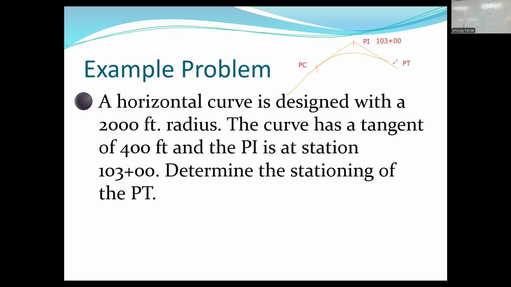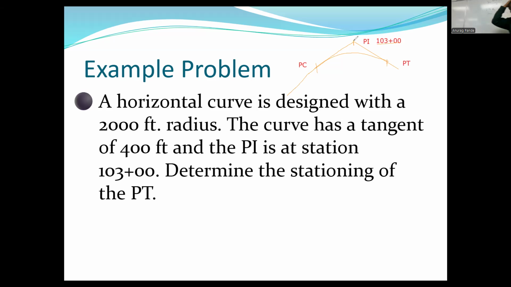So if I want to find the stationing of PT, which the problem is asking for, I cannot just add the tangents to PI and get the stationing of PT, because there is no alignment on the horizontal plane that goes like this. There's no such alignment, because the PI doesn't even exist. PI is the imaginary point where the two tangents would have met had there been no curve at all.